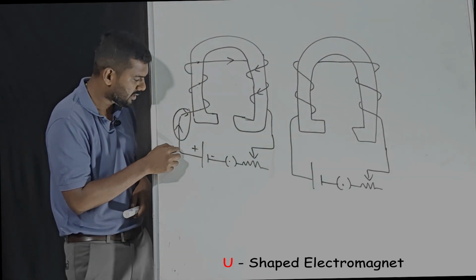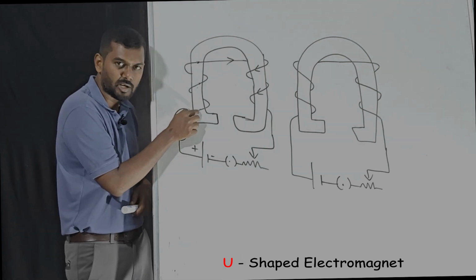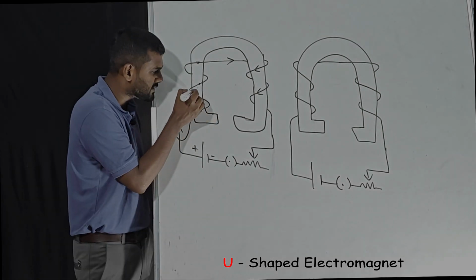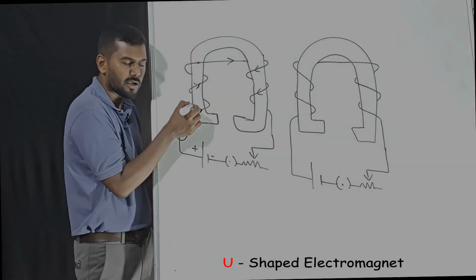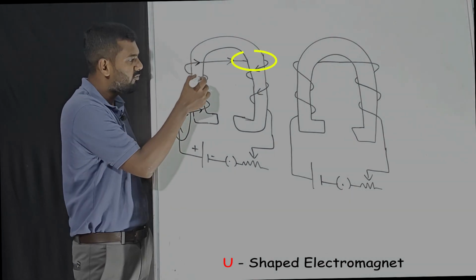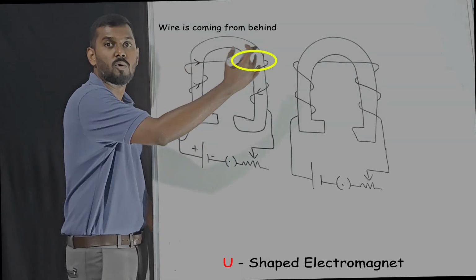How to write? See, the current is going here, on this wire, right? So the current is going here, and this is going back side and comes here, correct? And again this wire goes back side and comes here. So now we got to know it is on the right hand side, so it is facing towards right.